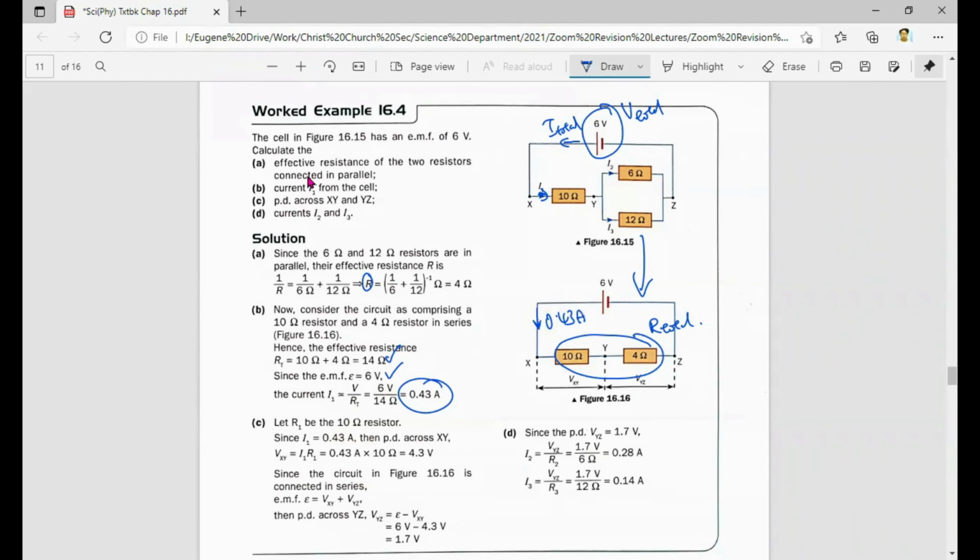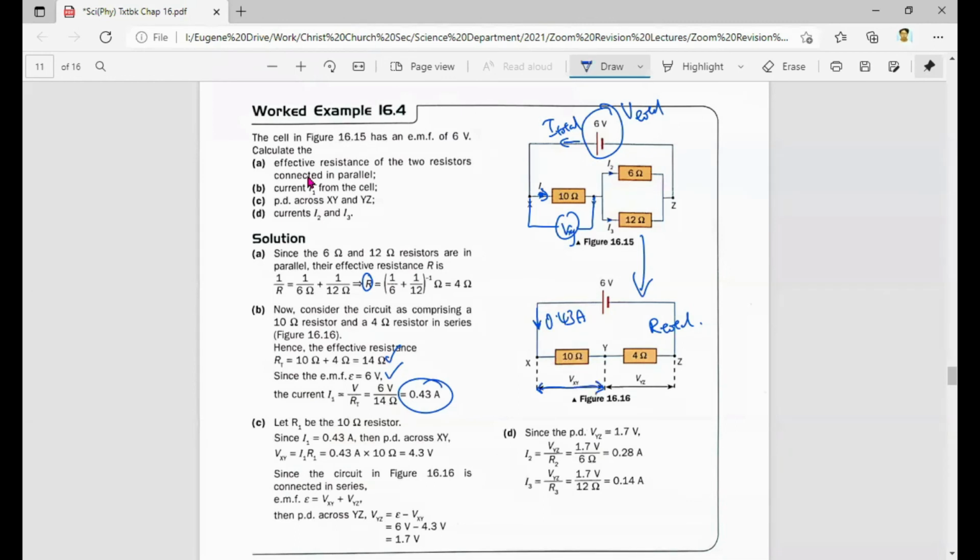Now, next they ask, what's the potential difference across XY? And what's the potential difference across YZ? So across XY is over here, measured by a voltmeter here. I want to find this, let's call it VXY. VXY is actually the potential difference across the 10 ohm. Measuring the potential difference across the 10 ohm is the same as measuring the potential difference across here.